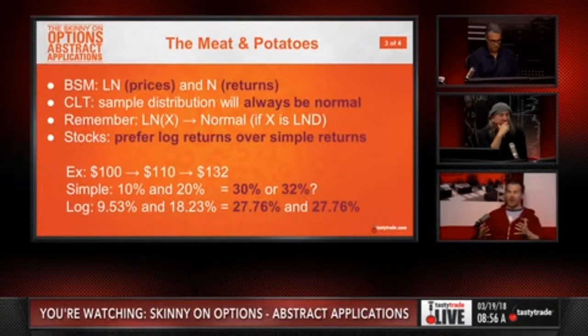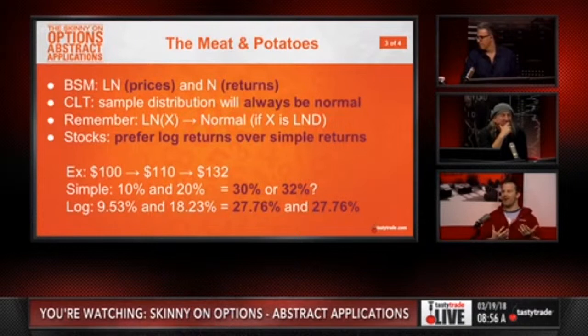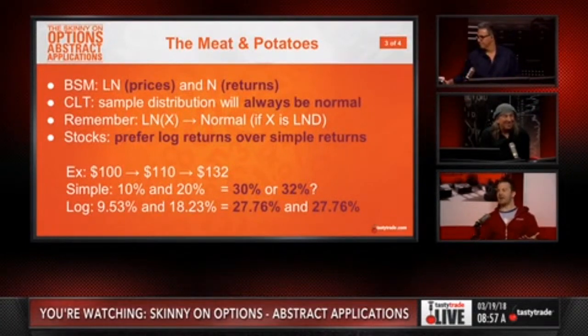But at the end, you have $132. So now it looks like you earned 30%. 10 plus 20 is 30. But at the end, you actually earned 32. You start with 100, you have 132. So there's an inconsistency there. It's not computationally consistent. But if you actually take the log of the returns for both periods, it works out perfectly. We would call this time consistent in the world of mathematical returns.